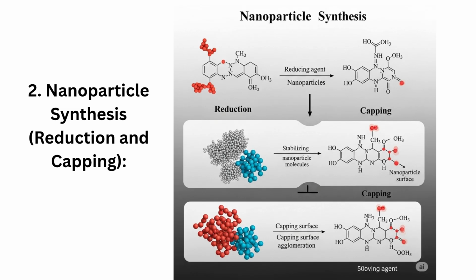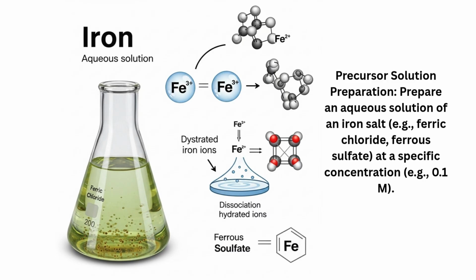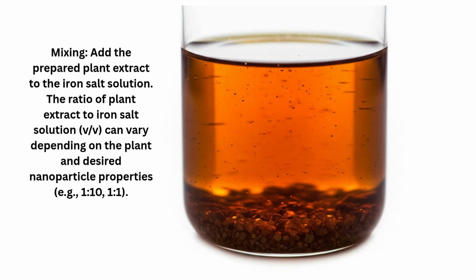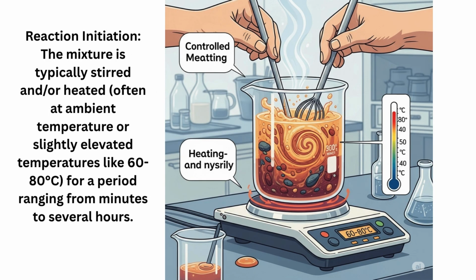2. Nanoparticle synthesis, reduction and capping. Precursor solution preparation: prepare an aqueous solution of an iron salt, e.g., ferric chloride, ferrous sulfate, at a specific concentration, e.g., 0.1 M. Mixing: add the prepared plant extract to the iron salt solution. The plant extract to iron salt solution ratio, v/v, can vary depending on the plant and desired nanoparticle properties, e.g., 1:10, 1:1. Reaction initiation: the mixture is typically stirred and/or heated, often at ambient temperature or slightly elevated temperatures like 60 to 80 degrees Celsius, for a period ranging from minutes to several hours.